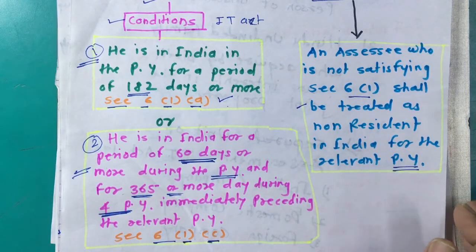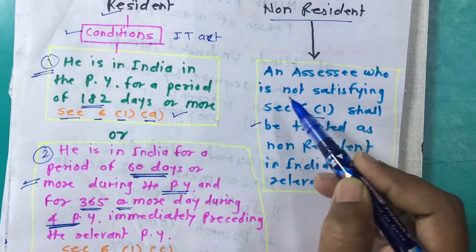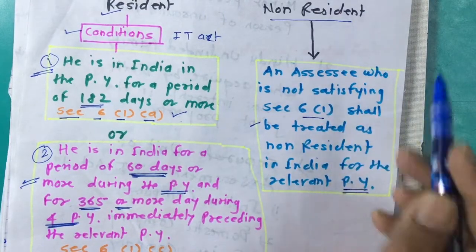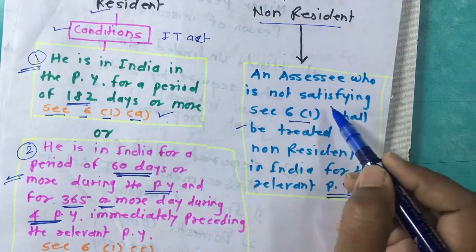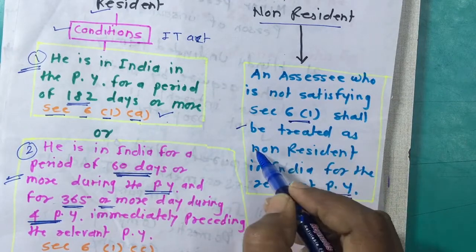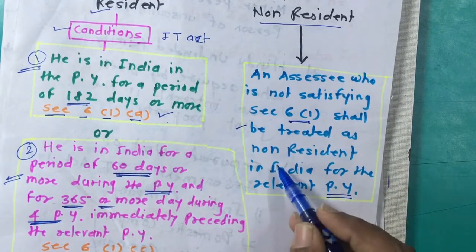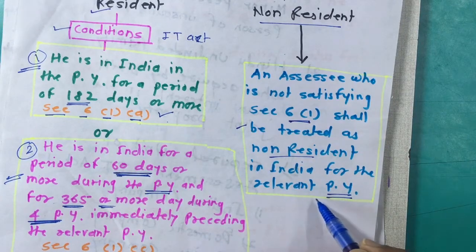If an individual is non-resident, for that this condition is necessary. An assessee who does not satisfy Section 6(1) shall be treated as non-resident in India for the relevant previous year.